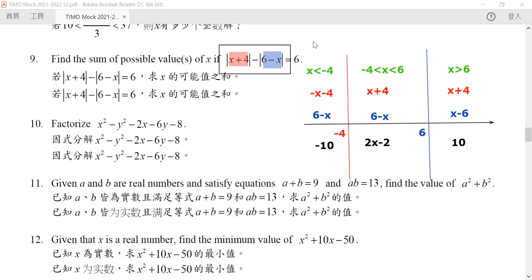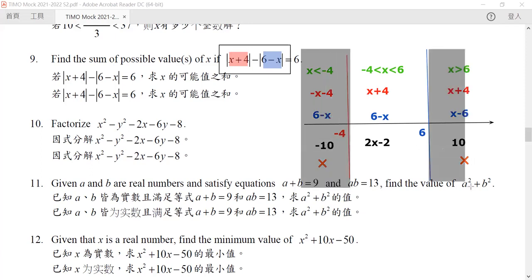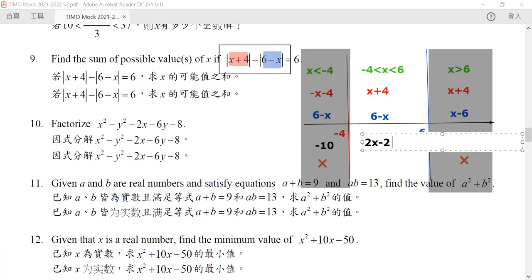But you see, there's no way for this expression to be equal to 6 for these two regions. So these two regions are something that we do not need to consider. All we need to consider is our middle region, for this region to be equal to 6. But what will it be when it's equal to 6? It means that our 2x is equal to 8, or in other words, x is equal to 4. So there's only one value for which this expression will be equal to 6. This is when our x is equal to 4. So our answer is exactly 4, because there's only one value of it.